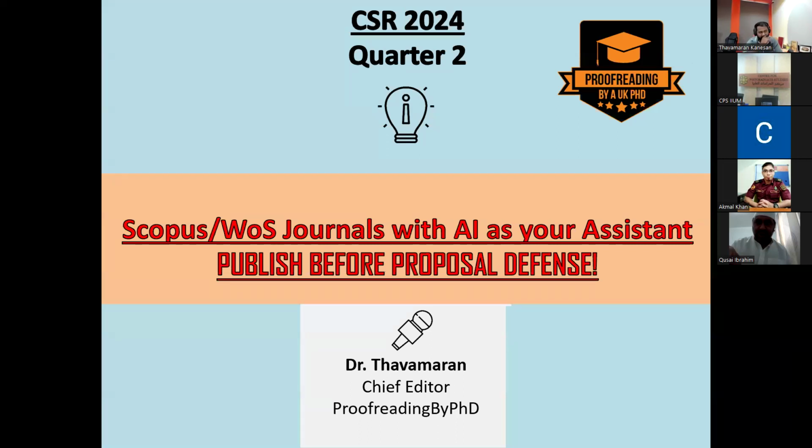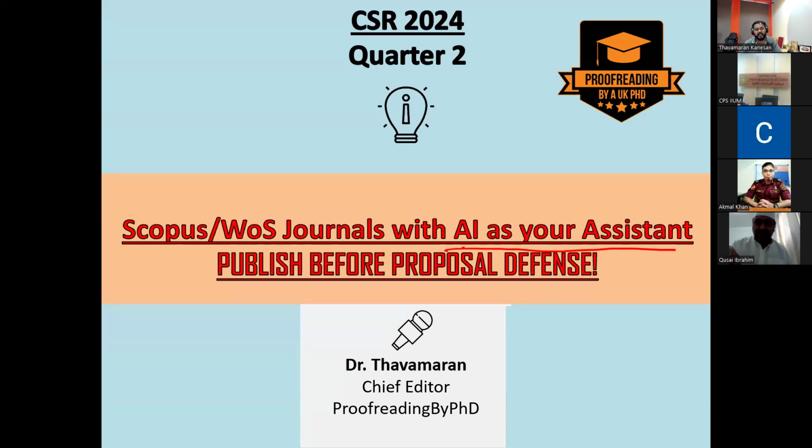So today we are going to focus on Scopus and Web of Science journals with AI as your assistant. This key phrase is very important: AI as your assistant, AI not replacing you. Those are two different things. AI replacing you means AI will write everything for you. That is not going to be part of this class, because I don't trust AI in the first place. Why? I will tell you today.